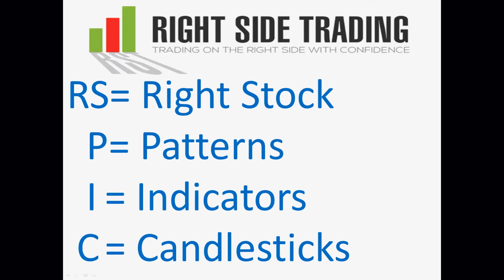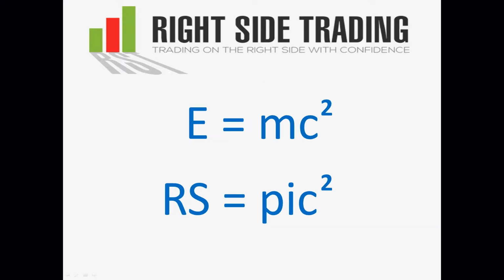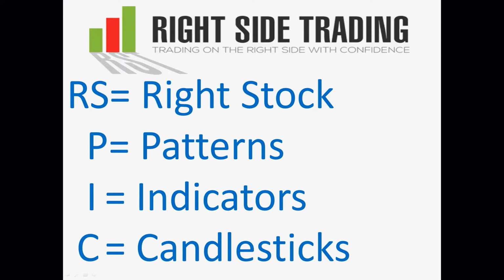In addition to that, the PIC in PIC squared: the P stands for patterns, the I stands for indicators, and the C stands for candlesticks. So the thing is learning how to apply all three of them together. The mistake that I've seen so many people make is that they pick one over the others, or they pick only one in the analysis. But you've got to pick all three and learn how to use them together.